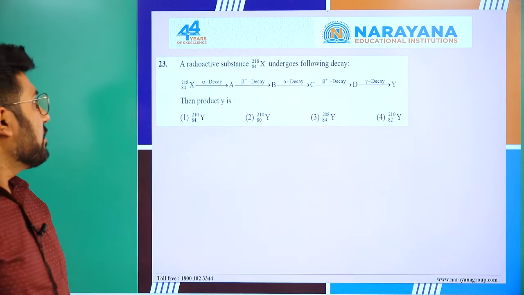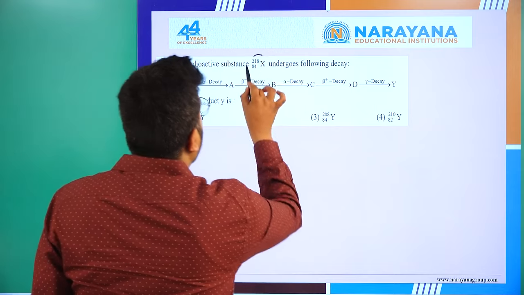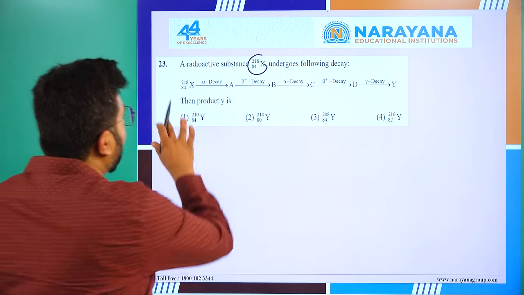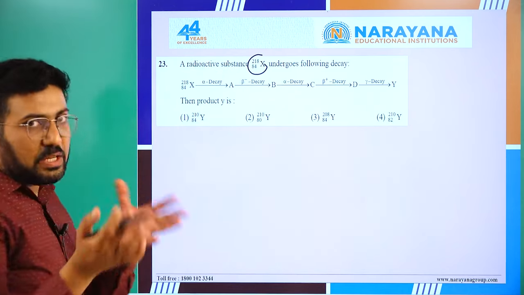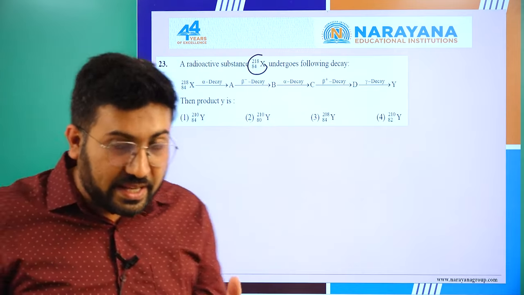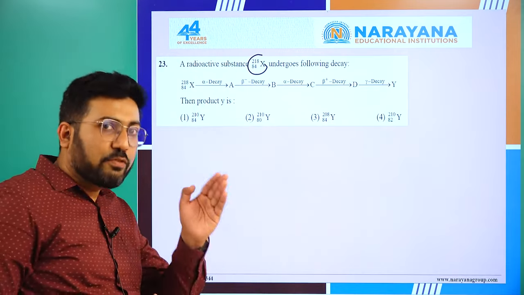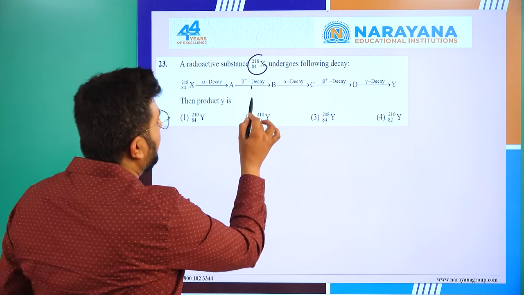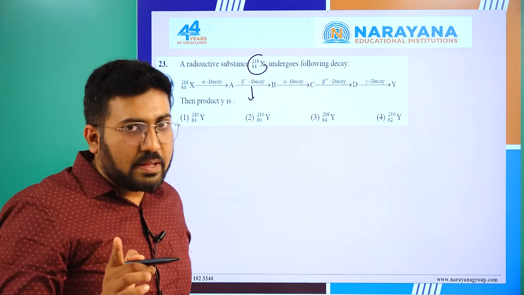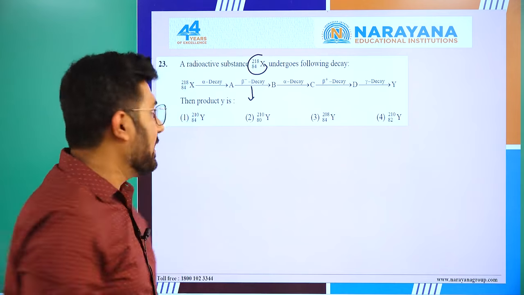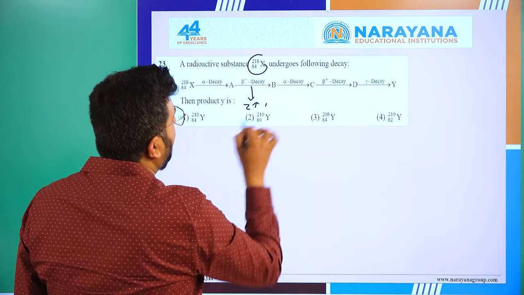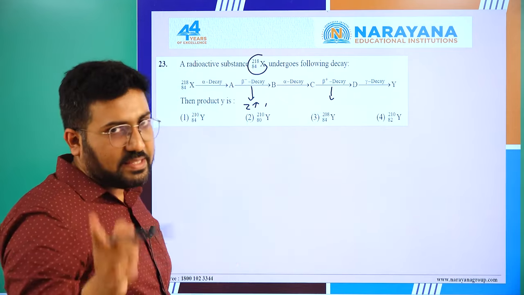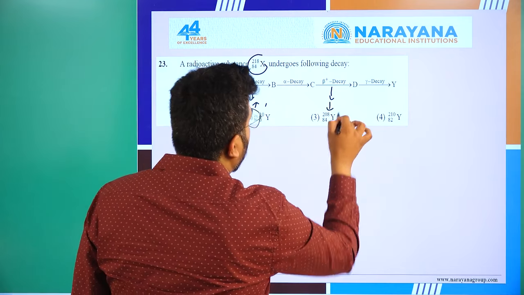In this question, we have been given a radioactive substance X, 84, 218, which undergoes the following decay. Before starting the question, you must remember that in an alpha decay, the mass number decreases by 4 and the charge number decreases by 2. In a beta minus decay, the mass number remains the same, but the charge number increases by 1. Here Z increases by 1. And in a beta plus decay, the mass number remains the same, but the charge number decreases by 1.